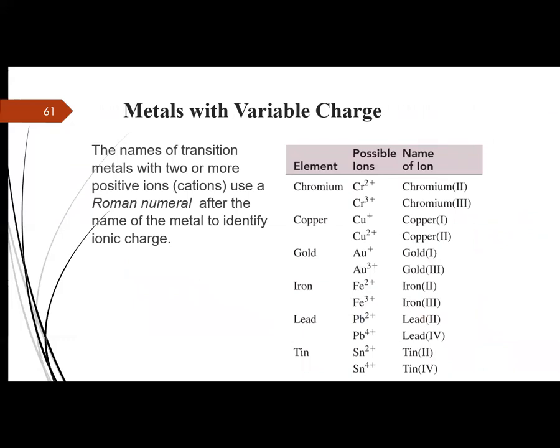So chromium 2+ becomes chromium with a 2 written after it. Chromium 3+ will be chromium, but with a 3 written after it. So this number that comes afterwards, it isn't telling you how many atoms you have inside of that. It's telling you the charge of that atom. So you'll see this with anything that has a variable charge, or what we mean by that is our transition metals and our post-transition metals.